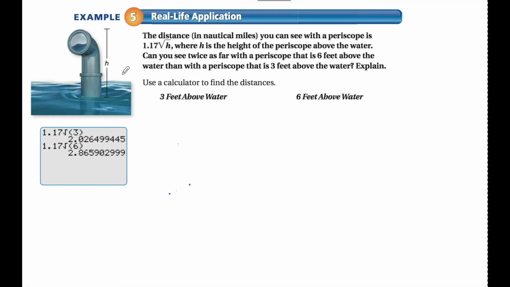The question they want us to answer is, can you see twice as far with a periscope that is 6 feet above water than a periscope that is 3 feet above water? Explain. Well, the first thing we got to do is find how far we can see when the periscope is 3 feet above water, and then how far we can see when the periscope is 6 feet above water. So first we need to plug into our formula. Write down our formula, 1.17 square root of h for both.